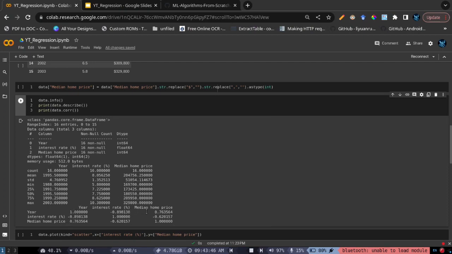And this is the correlation table. Whenever you are going to do a regression, linear regression specifically, make sure to check the correlation coefficient. It is very simple, data.corr, and you will get the correlation coefficient. Our y is median home price. So let's see, our interest rate has negative 0.62. What it means is that as interest rate is increasing, the median home price decreases, and vice versa.